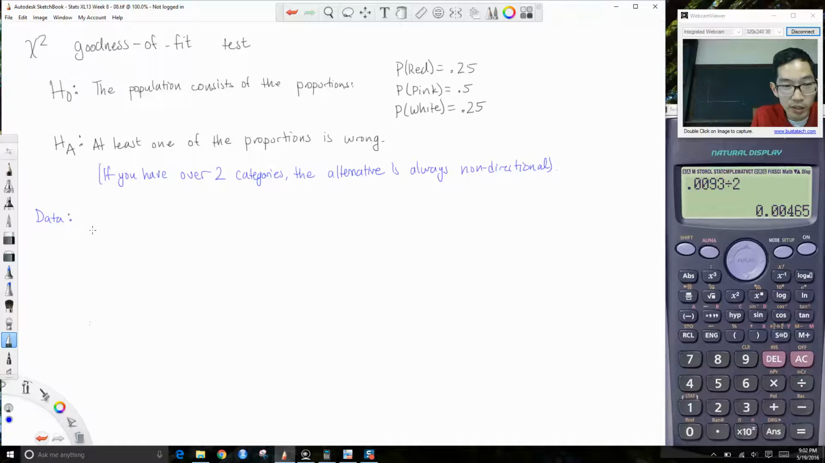I already forgot what I wrote on the previous slide. I had red, pink, and white, and 52, 90, and 60. Okay? So this is what we observed. And so what we're going to do is compare the reality versus the expectation. So we're going to compare what we observed versus what we expected.